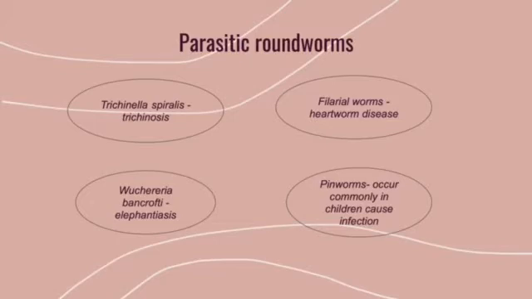Next, we have heartworm disease, caused by filarial worms, which is another type of roundworm. Elephantiasis is a disease of humans caused by another filarial worm, called Wuchereria bancrofti. This parasite uses mosquito as a vector to transmit the disease to humans.